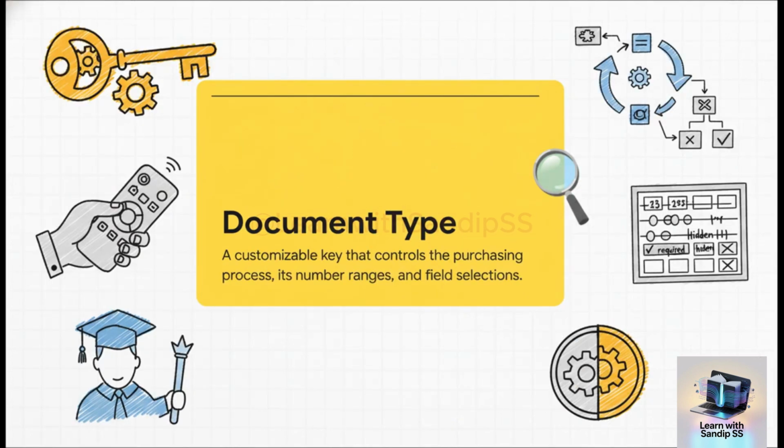And this is the other side of the coin. The document type is your key. This is where you get to call the shots. You're the one who defines the number ranges. You control which fields show up, which ones are hidden, which ones are required. You control the entire process flow. This is where all your power as a consultant or a configurator really lies.